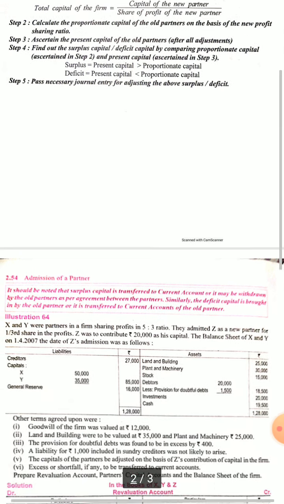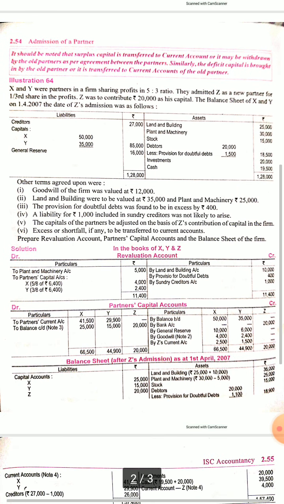So let's see now an illustration which will make it more clear. X and Y are partners in 5:3. They admitted Z as a new partner for one third share of profit. Z was to contribute rupees 20,000 as his capital. The balance sheet of X and Y on 1st April 2007, the date of Z's admission, was as follows. Now the balance sheet has been mentioned.